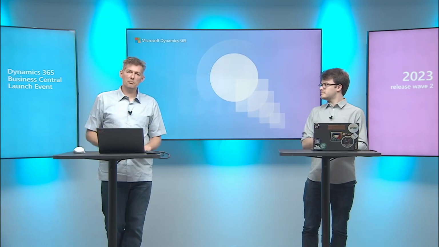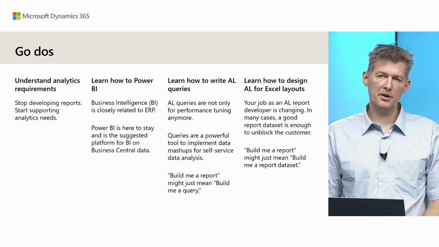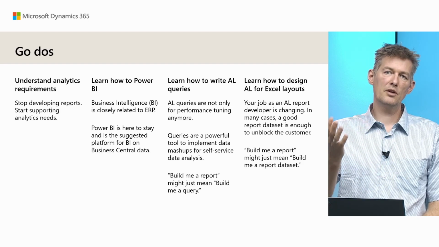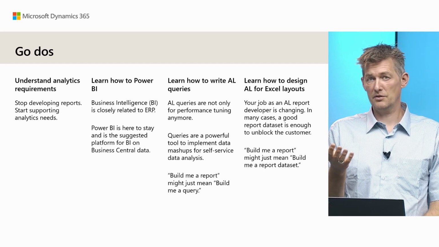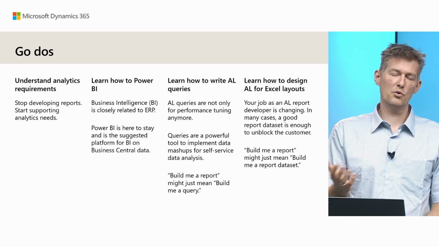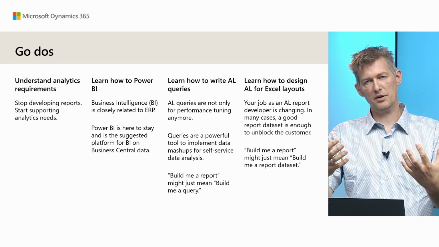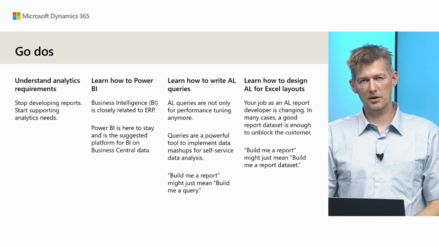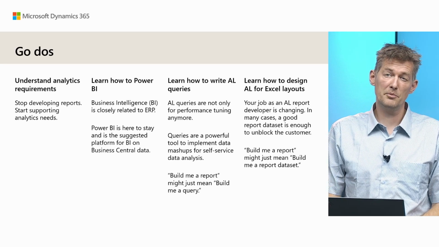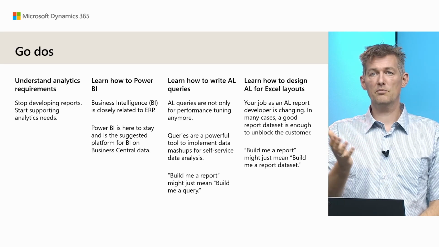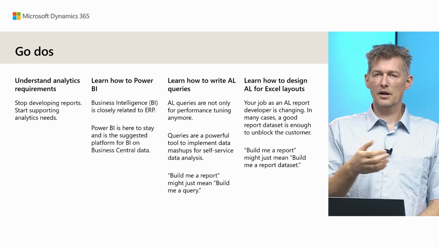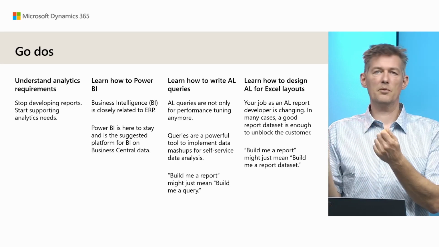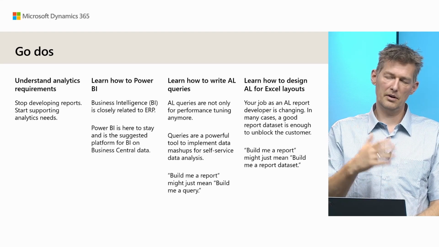And maybe this is the top advice here: instead of build me a report, for the customer it just maybe means build me a query. And then you unlock them. AL queries are not just for performance analysis anymore. It's a powerful tool where you can mash up data, give it to the customers. They have ad hoc analysis and self-service, and they are probably going to be fine with just that. A lot of users might just work with queries and lists and data analysis directly there and will never need to run a report ever again.